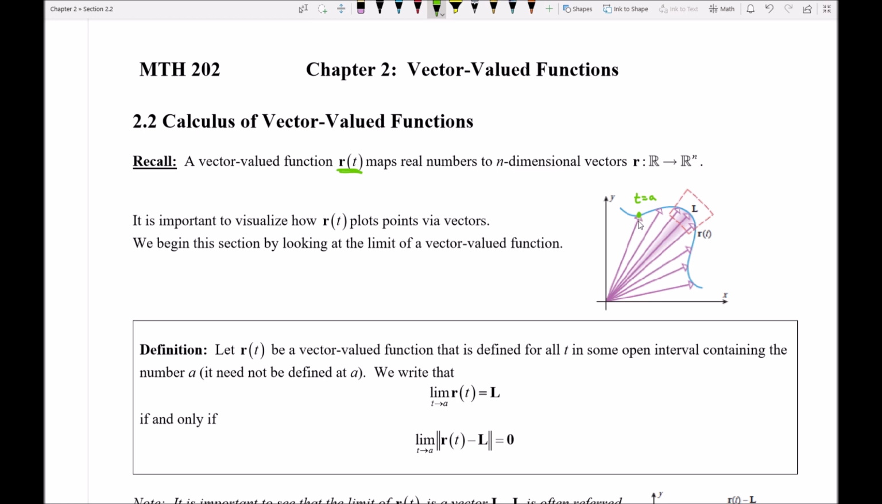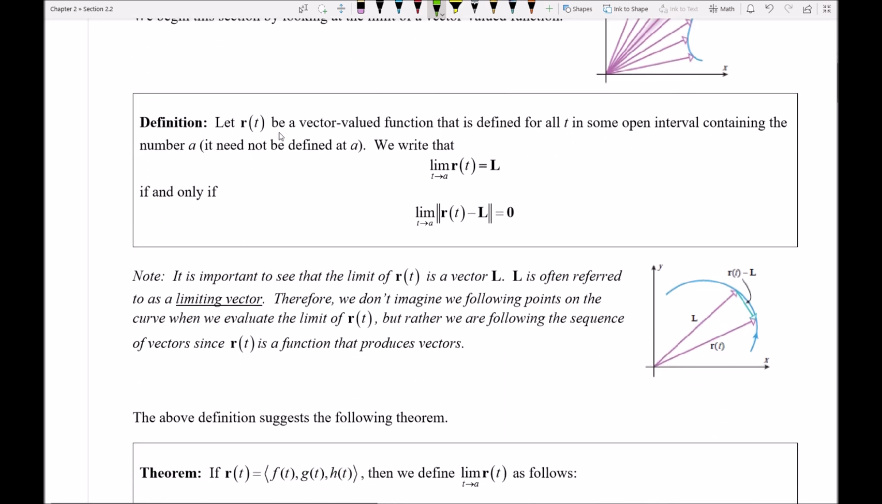If we're going to start to do calculus with these sorts of functions, then the first thing we're going to have to define is the main root idea throughout all of Calculus 1. What is a limit? How am I going to calculate a limit of one of these functions, and what does that mean? Well, let's take a look at this definition. Let r of t be a vector valued function that's defined for all values of t within some open interval containing the number a. A is the value of t that we're moving towards, so we need to make sure that our curve is connected and defined as we approach that particular value.